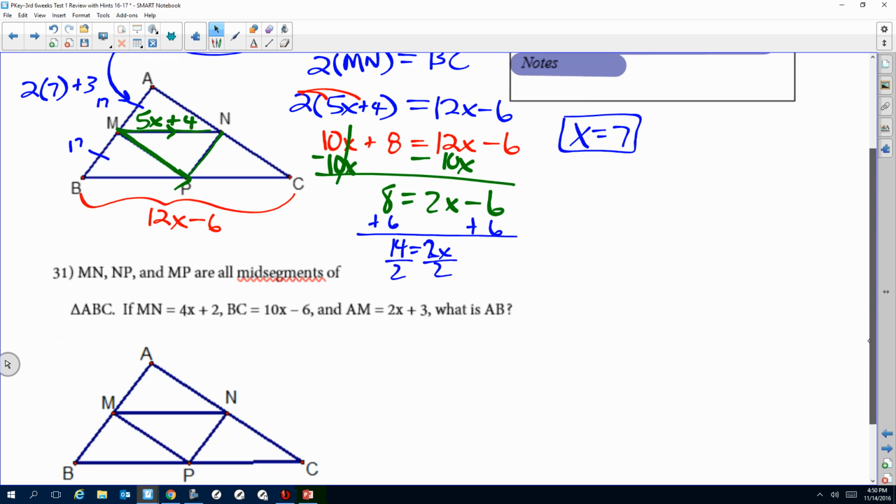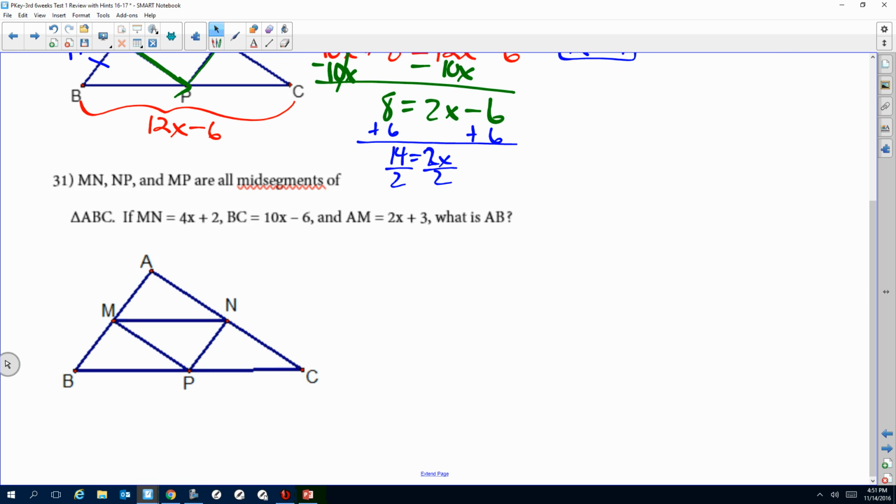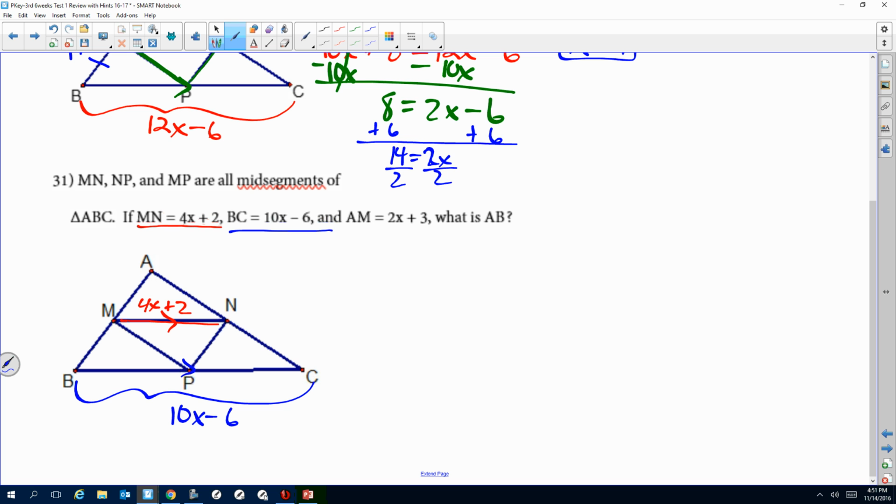So what I need you to do is try 31. We're just going to make sure you're on the right track for that. So again, we know which ones are the mid-segment. Now MN right here is going to have the expression 4x plus 2. And BC right here, which is the parallel, is going to have the expression 10x minus 6. So see if you can follow the steps that we did on 30 to take care of 31. And then we're going to look at some other properties on 32.